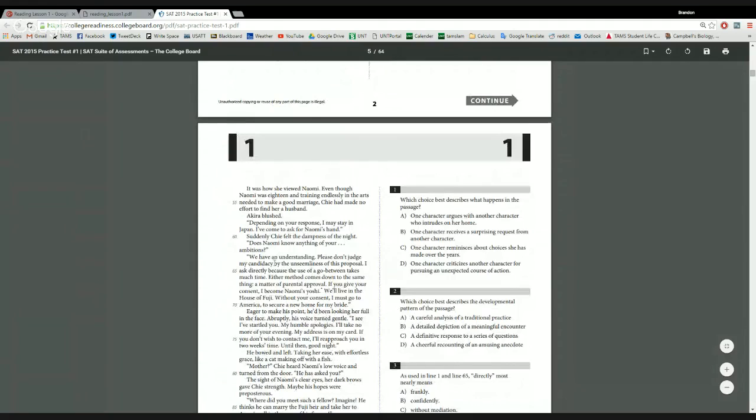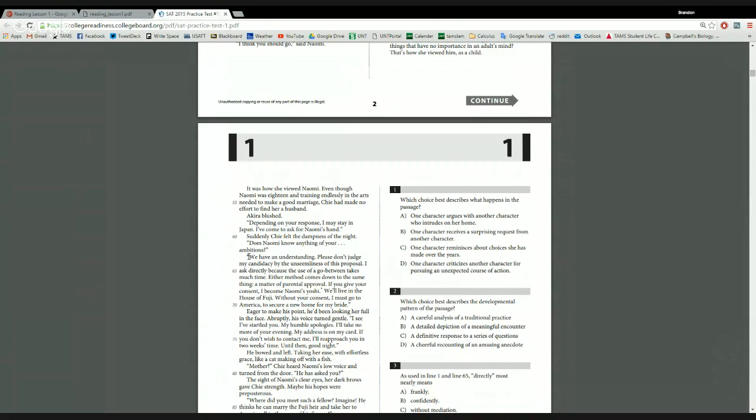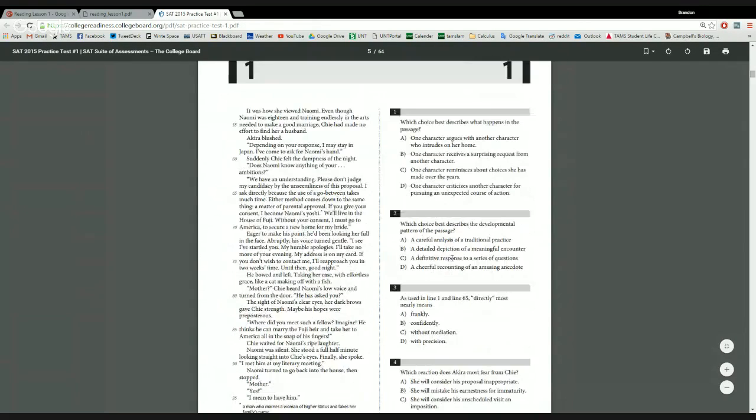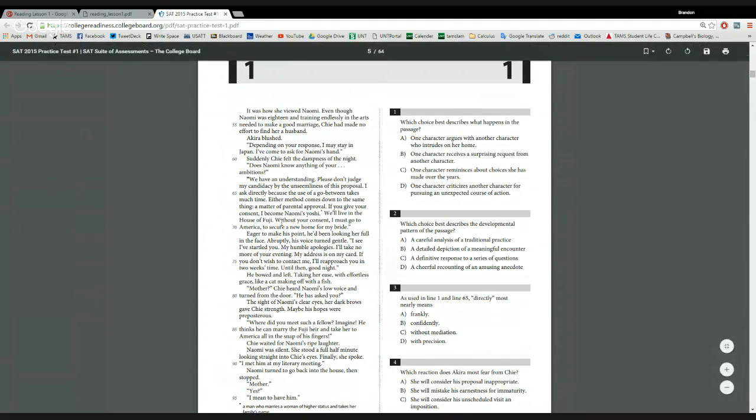Then you go to 65. We'd probably read a little bit above. We have an understanding. Please don't judge my candidacy by the unseemliness of his proposal. I ask directly because the use of a go-between takes much time. Okay, so let's see. As used in line 1 and line 65, directly most nearly means. So does directly mean frankly? It doesn't. Frankly is not exactly what the main character is feeling, or the use of directly here.